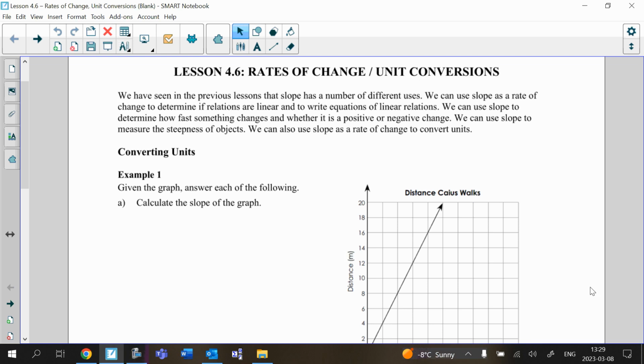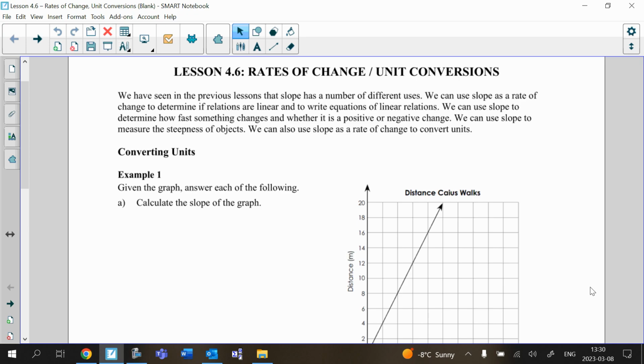All right, so this whole slope thing, which is what we've been talking about the majority of this unit, and we've talked about all the different uses for slope. So we talked about it as a rate of change to see if relations are linear or not, and to find equations of linear relations.